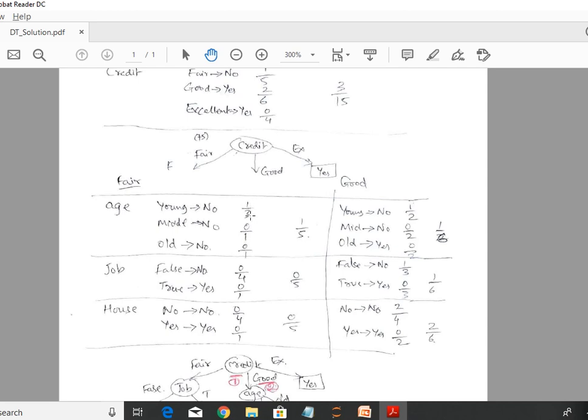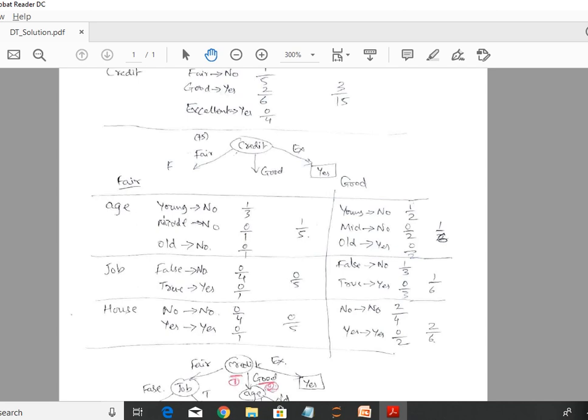So there is one error out of 3. Middle, no. There is 0 error, which means it is a leaf. And old, no. There is no error. So I will demonstrate how I got this, and the total is 1 divided by 5. Fair. So credit is fair.